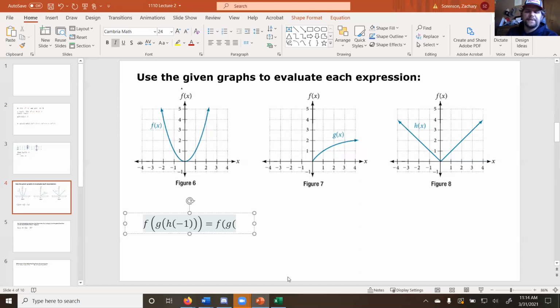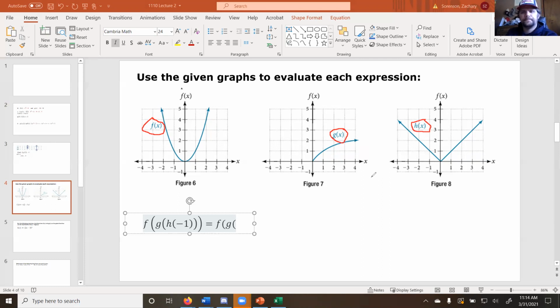It's a little bit strange, and I pulled this from the book. I don't know why they designed it this way, but this is my f graph. This is my g graph. This is my h graph. So what is h of -1?